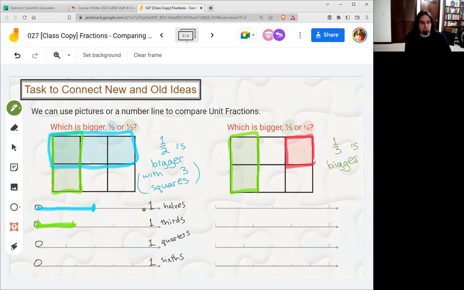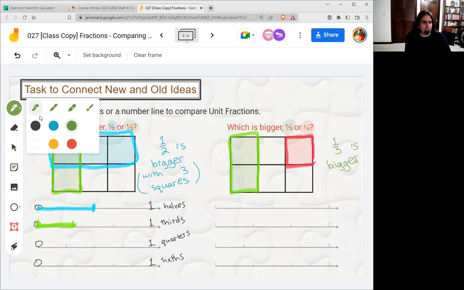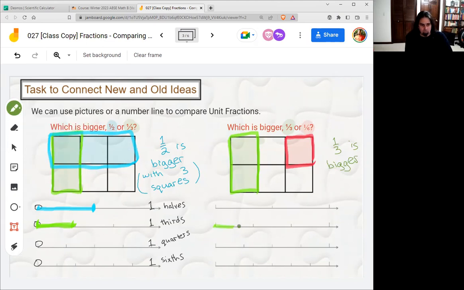And we can see that on the number lines, if you're a number line kind of person, there's my third, because 3 of them goes all the way across. And my sixth is only this one.